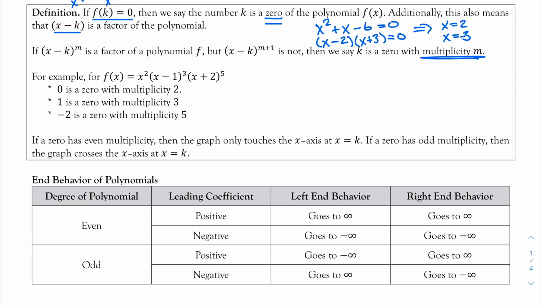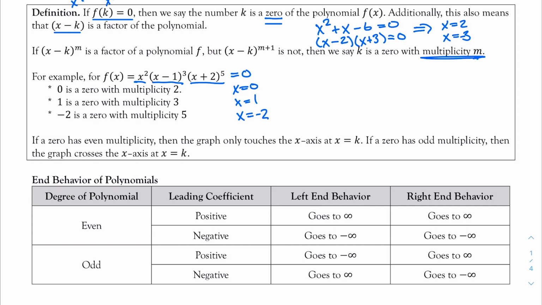So let's look at this example that I have in the definition. If I have f(x) = x^2 (x - 1)^3 (x + 2)^5, I first can figure out what my zeros or solutions are. In other words, if I set this equal to 0, you could tell me that x = 0, x = 1, and x = -2, because we can set each term equal to 0. Well, now that I have 3 zeros, I may ask what's the multiplicity of each zero.